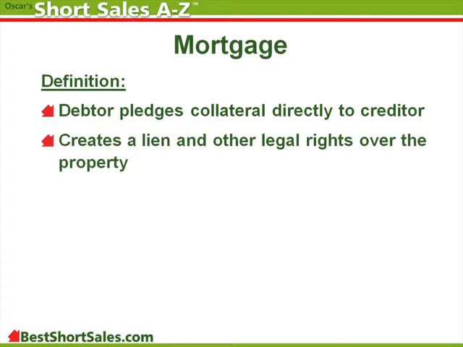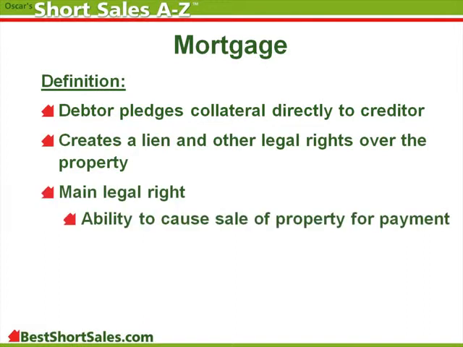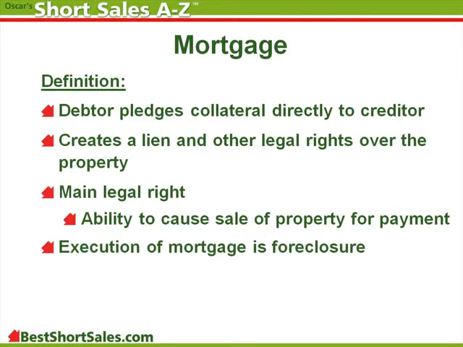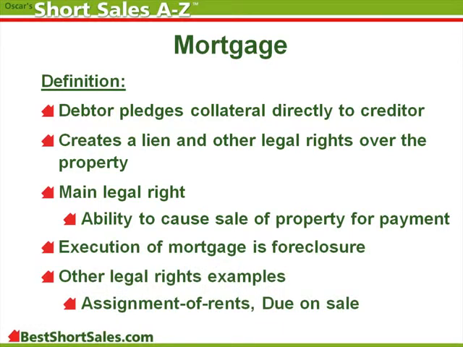A mortgage creates for the creditor a lien and other legal rights over the property. The main legal right a mortgage creates is, in case of default, to have the ability to cause the sale of the property for obtaining the funds to pay off the obligation. To cause the sale of a property is called execution of mortgage. Execution of mortgage is foreclosure.